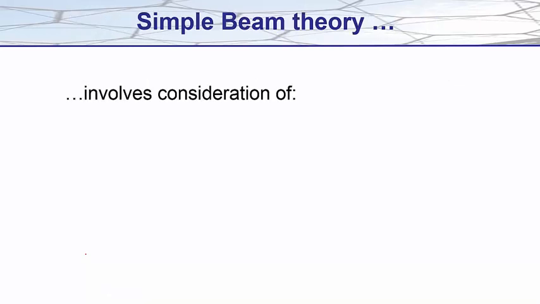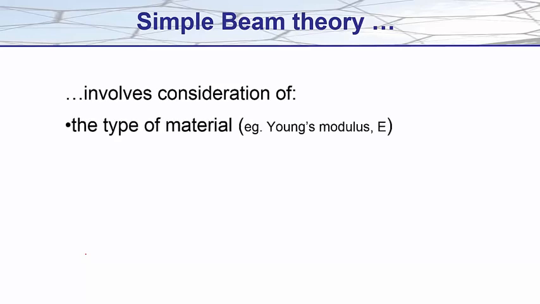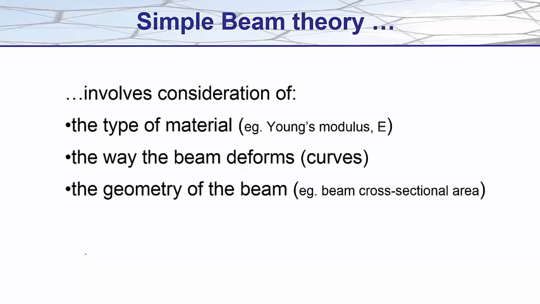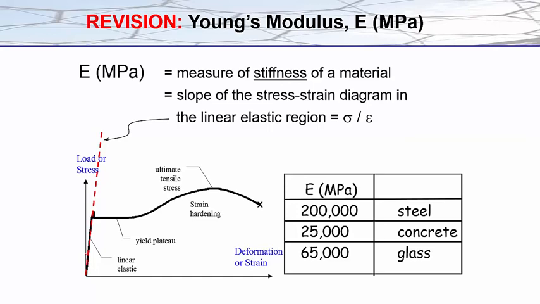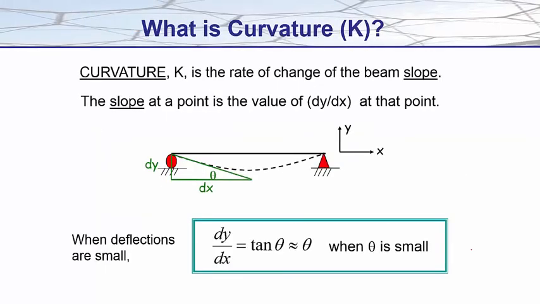So moving on, simple beam theory involves consideration of the type of material, the way the beam deforms, the geometry of the beam, and the internal equilibrium. When talking about the type of material, we mean what modulus it has, which is a measure of the stiffness of a material. Now we know beams curve under load, so what actually is curvature? Well, curvature is the rate of change of the beam slope, and the slope at a point is the value of dy/dx. However, using one of our assumptions that deflections are small, tan theta can be approximated as theta. And when done so, theta is considered in radians, not degrees.